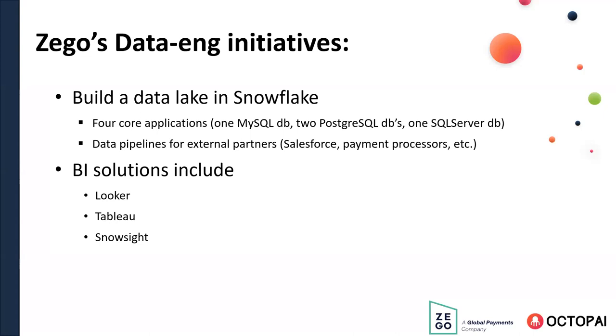Sure. So we had four core applications that were disparate. The legacy data warehouse only included one of those four applications. So folks were frequently trying to pull data from application B and commingle it with data from application A, and they were getting the wrong results. So we determined that our best course of action was to build a data lake in Snowflake. From the data lake, we developed a conformed layer.